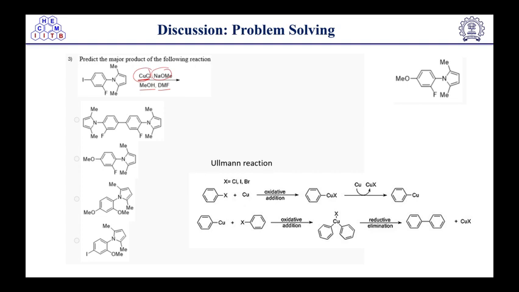First of all, you know that we have copper chloride here, and this is the starting substrate. Whenever we have any halide, any organohalide molecule, it will undergo the Ullmann reaction with copper. So the mechanism will follow oxidative addition. On copper, oxidative addition takes place.